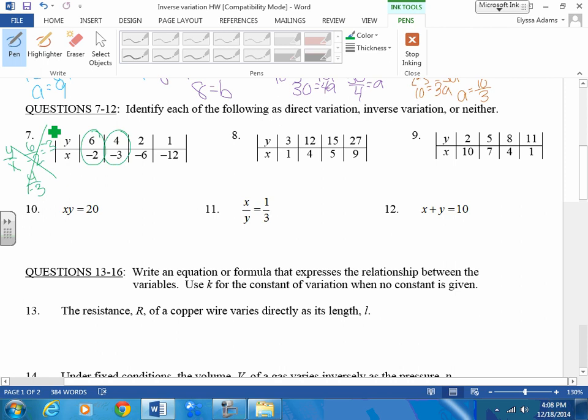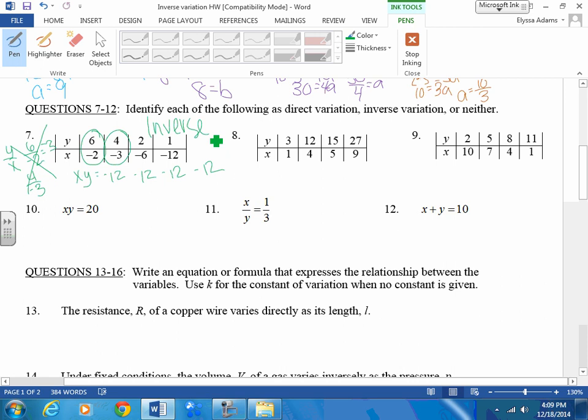But if I go ahead and multiply 6 times -2, so I'm multiplying, that gives me -12. 4 times -3 gives me -12. 2 times -6 gives me -12. 1 times -2 gives me -12. I'm always multiplying and I'm getting the same constant, so this is going to be inverse.